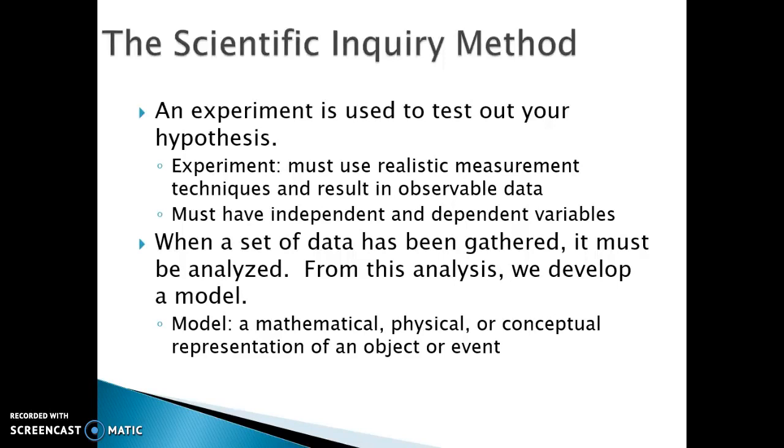In an experiment, you have to have an independent variable. Okay, and we'll get into more of the definitions of what an independent variable is in a second. Now, when a set of data has been gathered, so once we collect our data, it must be analyzed. Okay, from this analysis, we're going to develop a model. A model is a mathematical, physical, or conceptual representation of an object or event.